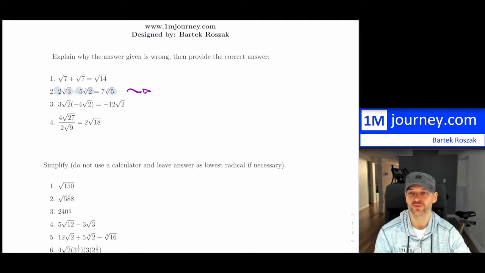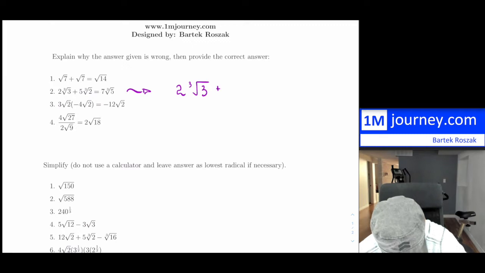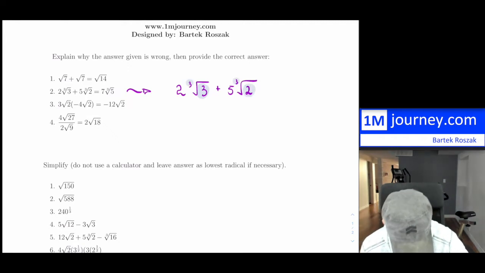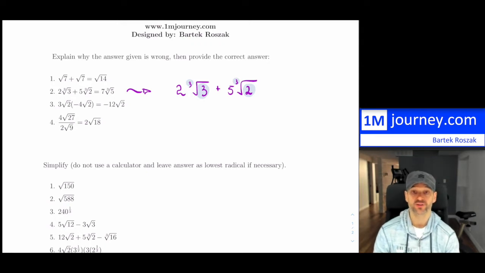The only time you can add them is if the radicands were the same. In this case, there's actually not much to do. So the correct answer is simply as it is stated. We can't really do anything else, and the reason is because these two things are different. These might be the same, so they're both the third root, but they are different, so they're not like terms. So that is it. That's all you can do for question 2.